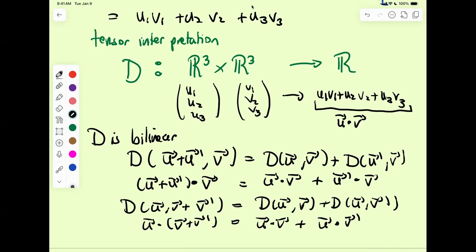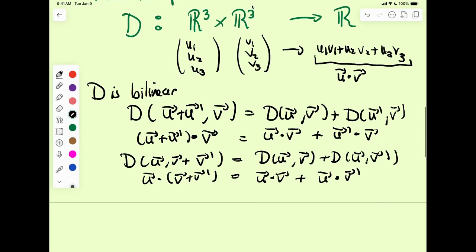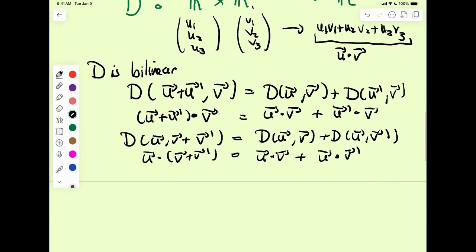Saying that the dot product is a distributive operation is, in a less fancy way, saying that the dot product is a bilinear operation. That's how we're thinking about it, at a more abstract level. And because it's bilinear, it is completely determined by what happens on the basis.